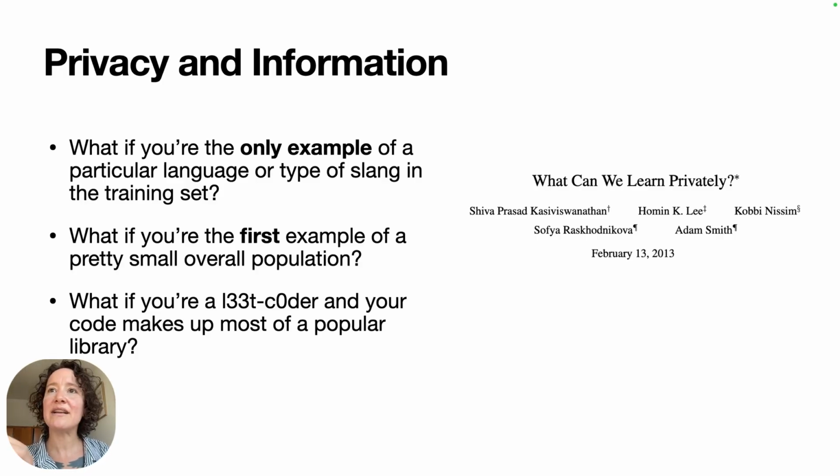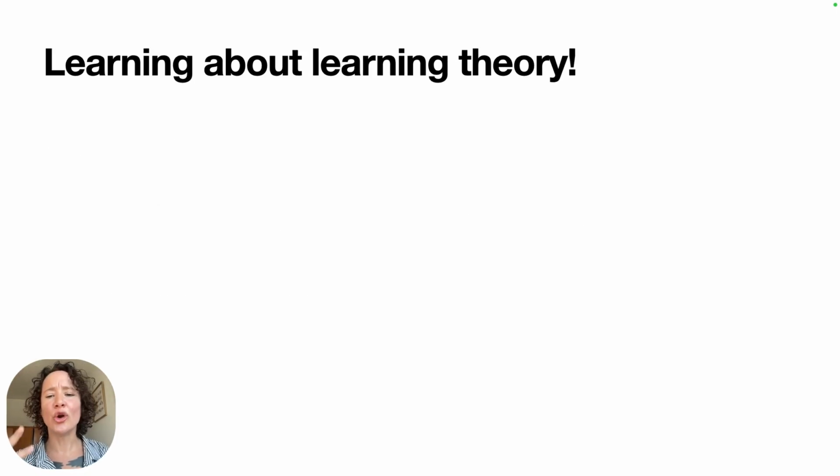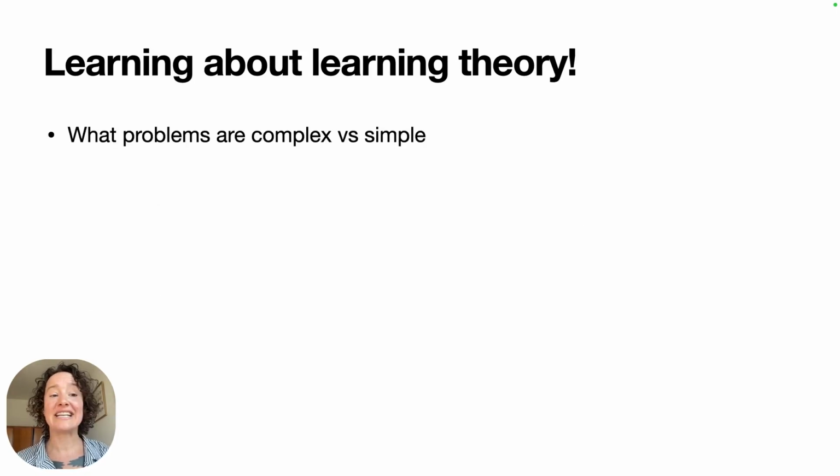Reading papers and starting to learn about how information theory and privacy and learning theory all relate together is going to make you a way better machine learning nerd or engineer and a way better privacy nerd or engineer. So learn about learning theory. Learning about learning theory can teach us a lot of really cool stuff. And this is computational learning theory.